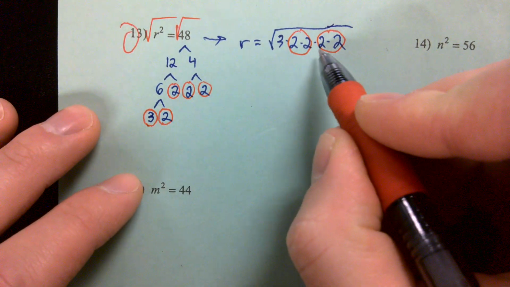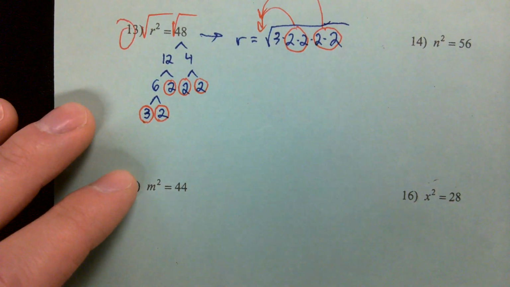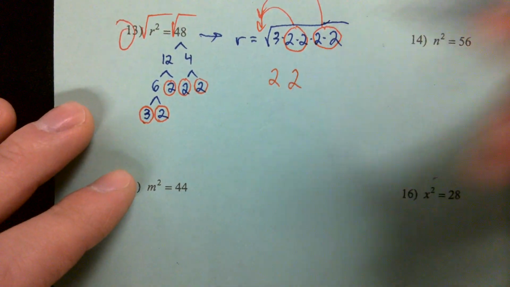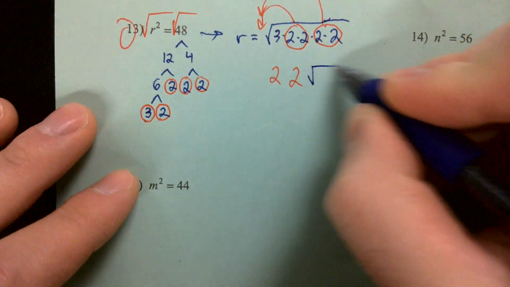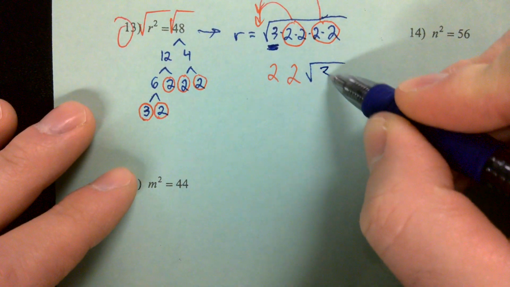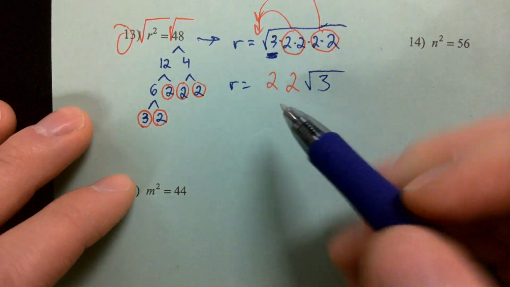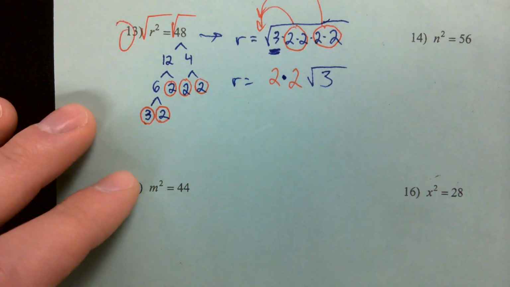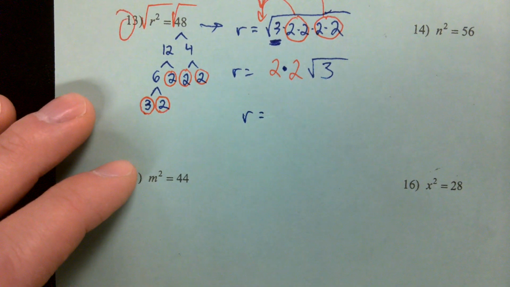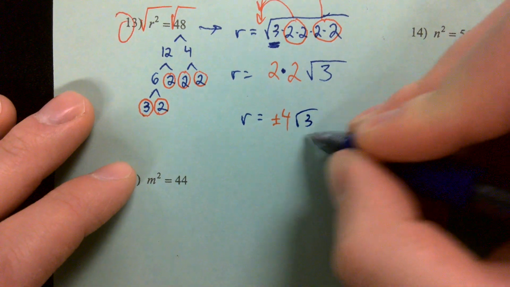When we have multiple pairs that we're bringing out in front, this pair of 2's becomes a single 2. This pair of 2's becomes a single 2. What's left over in the square root? 3. It's my only number without a pair. And what do we do with these 2's in the front? We multiply them back together. That's right. Giving me r equals what? Plus or minus 4 root 3.